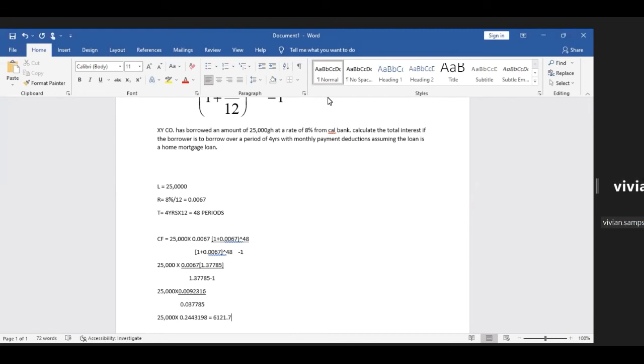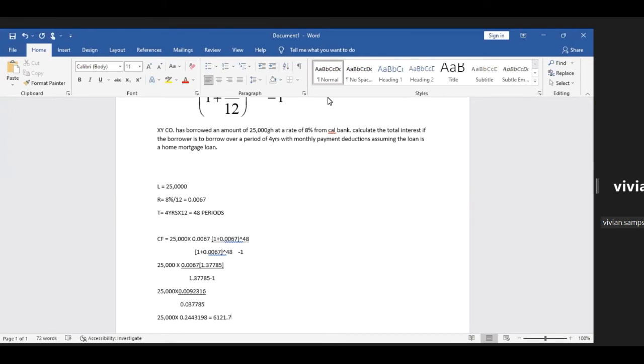Now let us compare something. You see, this 610 that we are getting, that is what we are going to pay for 48 periods. Do you agree? Yes. Okay. Now, if you are the financial manager and you are asked to choose between the add-on rate and the amortized rate or the home mortgage type, which one would you choose and why?